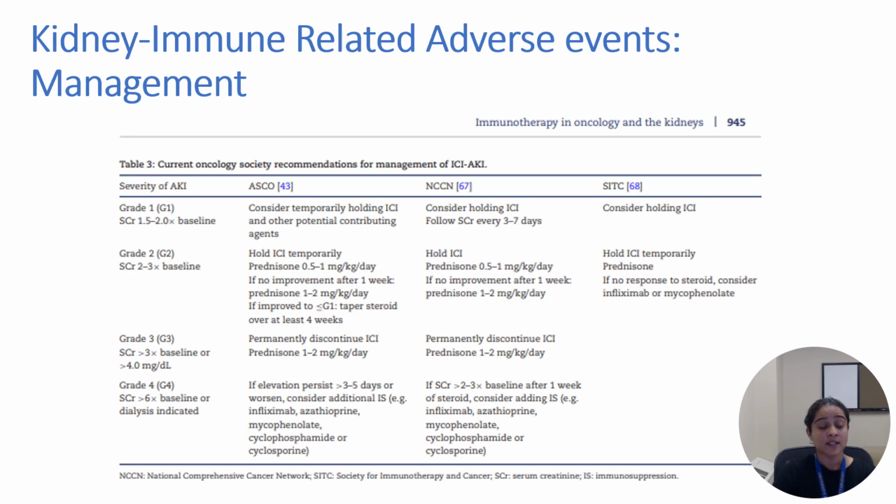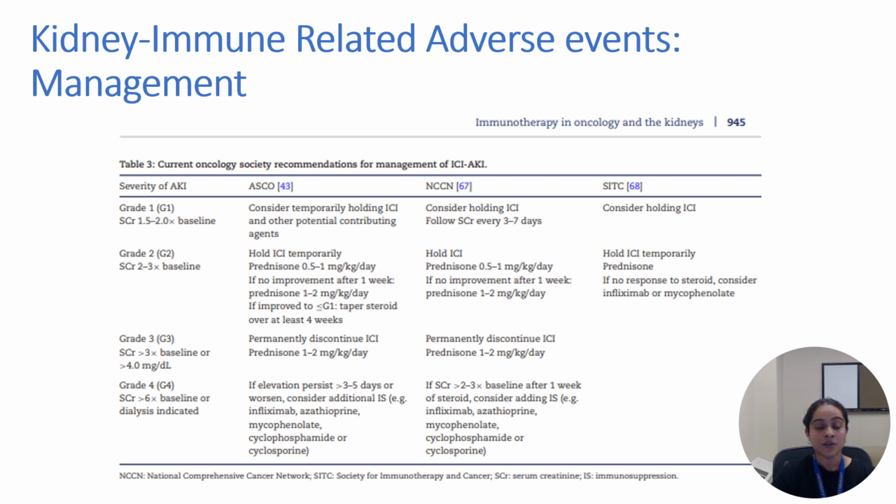Based on the grade and the severity of AKI, one can manage these patients with steroids, and I'll walk you through some of the guidelines we have currently in place for such situations. In the setting of grade 1 AKI, one can temporarily hold the medication and monitor. If the AKI is of grade 2 based on the serum creatinine, one can hold the medication and initiate steroids. If there is no improvement in about a week, the steroid dose can be increased.